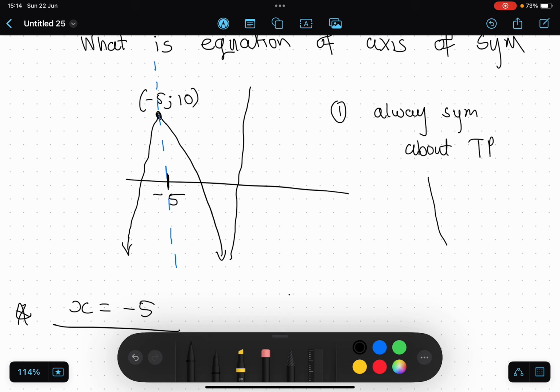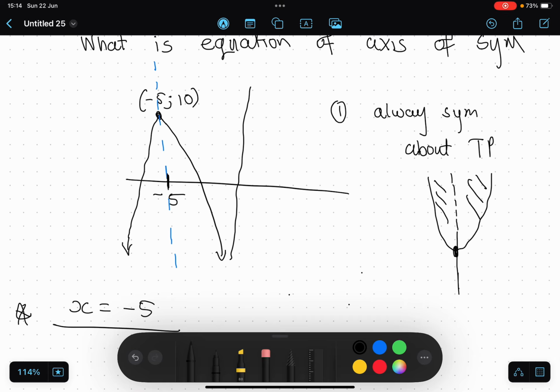Now, what do I mean by that? If this thing has a turning point here, it's going to be equal on this side and this side. Okay, so this vertical line is going to give me my axis of symmetry. Okay, hope that makes sense.